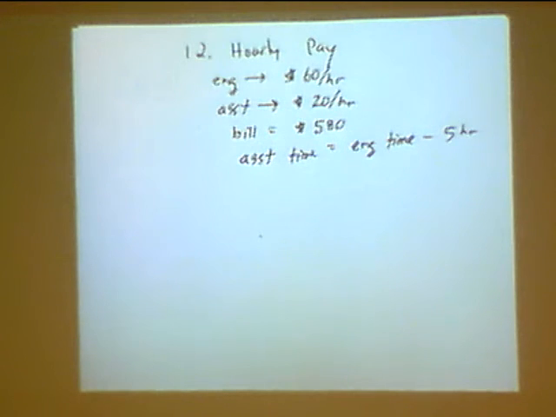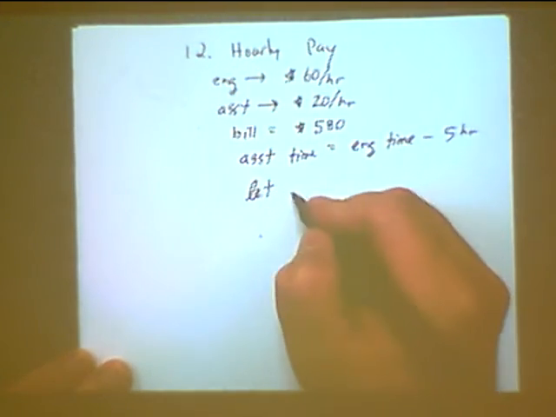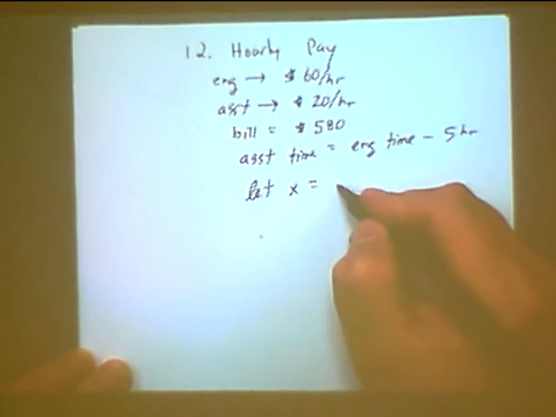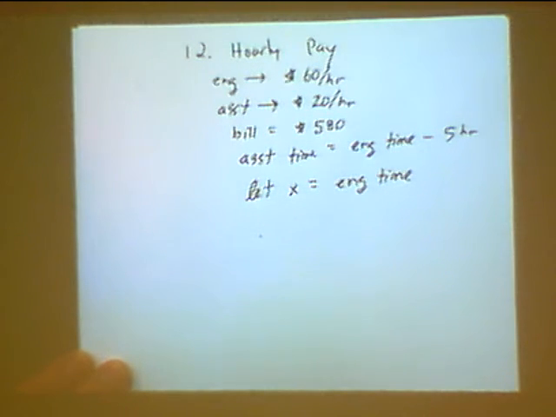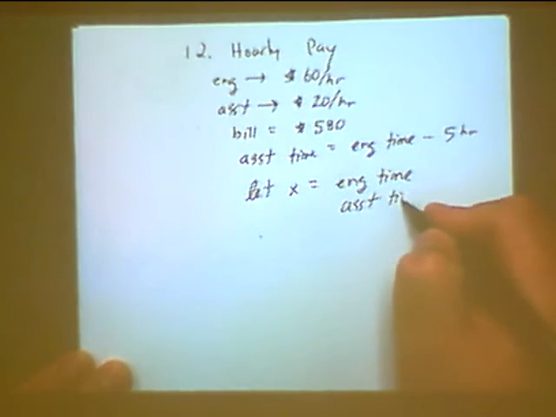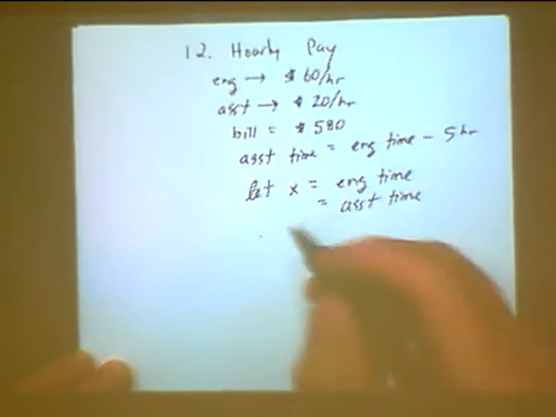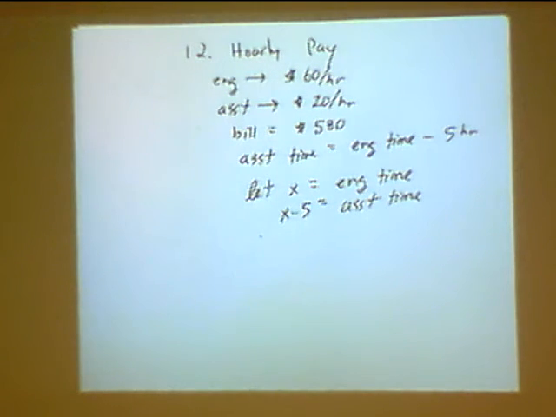You always define your variable by whatever they're asking for. In this case, they're asking for two different things, so I just have to choose, and I'll say let x be the amount of time the engineer worked. Therefore, I could also now write the amount of time the assistant worked would be x minus 5, because we know the assistant worked 5 hours less than the engineer. The engineer's time is x, the assistant's time is x minus 5.